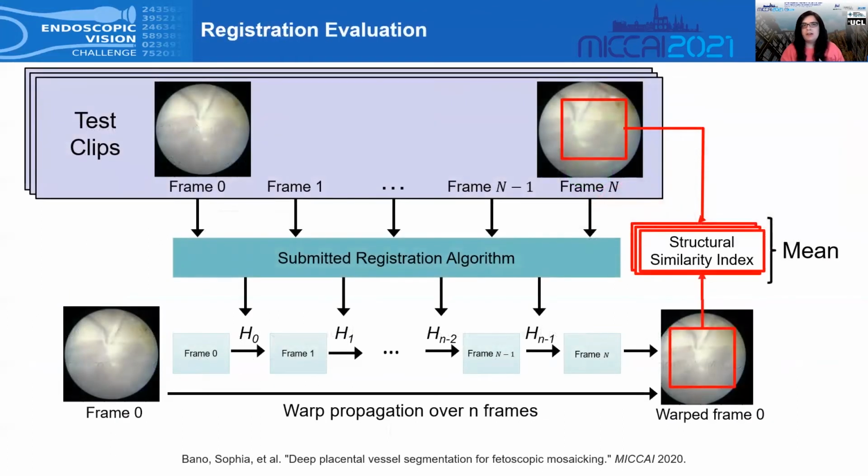The registration evaluation is based on the assumption that adjacent frames will still have overlaps within a window of n consecutive frames. So let me quickly go through this registration evaluation process. Given the test clip, which is of n frames duration, the submitted registration algorithm computes the homography between the adjacent frames, which are represented over here. Then using these homographies, we warp frame 0 onto frame n, and then compute the overlap between these two frames. And then in the overlapping region, we compute the structural similarity index. The mean and median over the structural similarity index is then used as the evaluation metric.